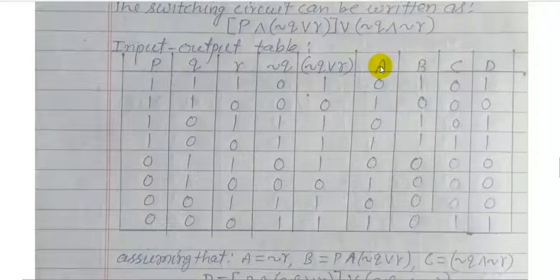For A it is negation R. Negation R means the opposite of R. So we write here 0 1 0 1 0 1 0 1, table completed.